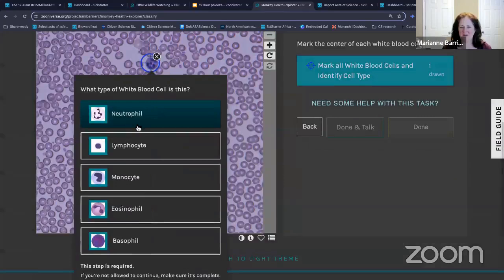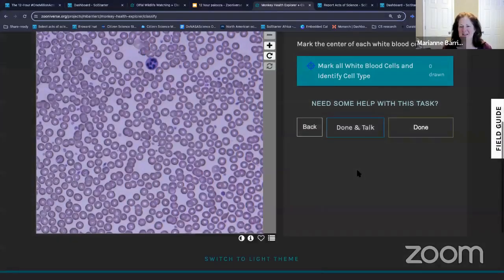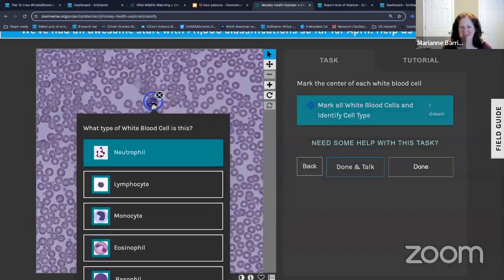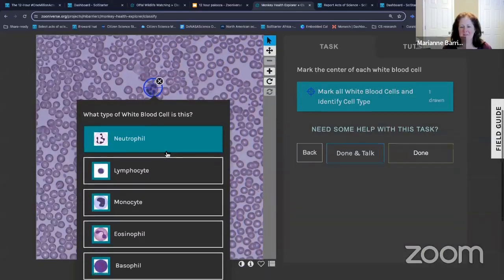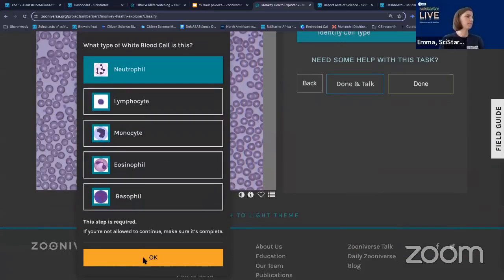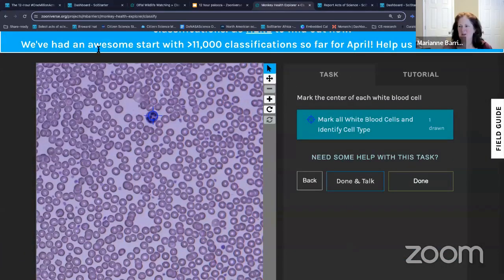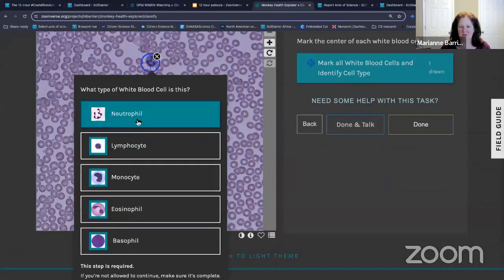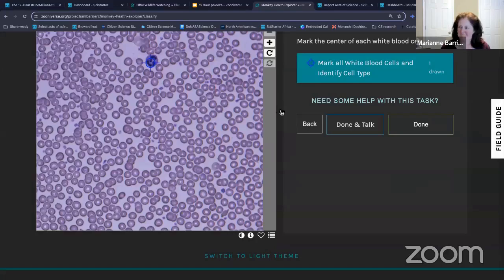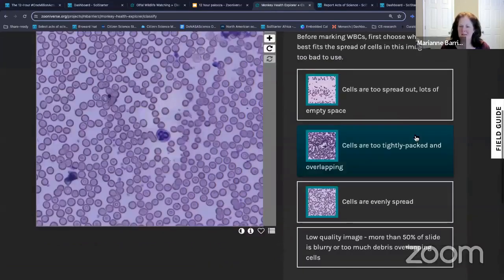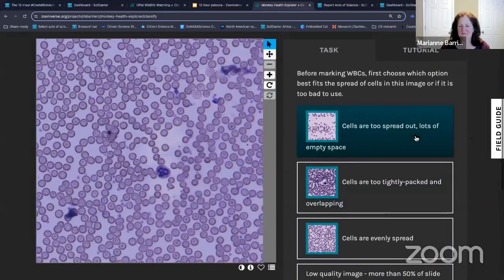Yep. But you didn't actually click neutrophil. You have to click it there. It won't actually let you go on to the next stage till you've clicked it. So click it and then scroll down and click OK. You can also hit enter on your keyboard and it will hit the OK automatically. So it's a quick, fast way of doing it instead of having to scroll. So if you click neutrophil and then hit enter, it should automatically do it for you. And then, yeah, there you go.